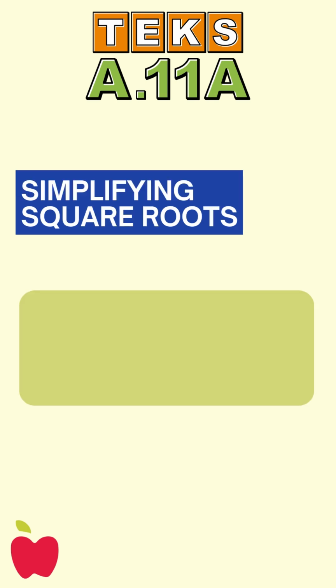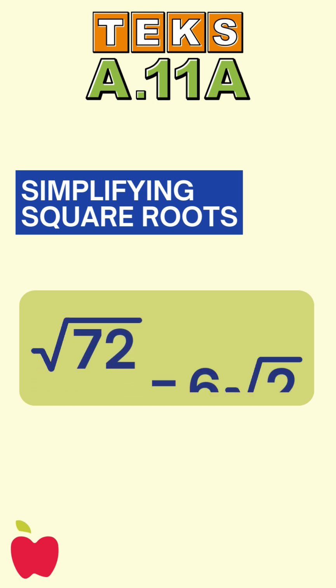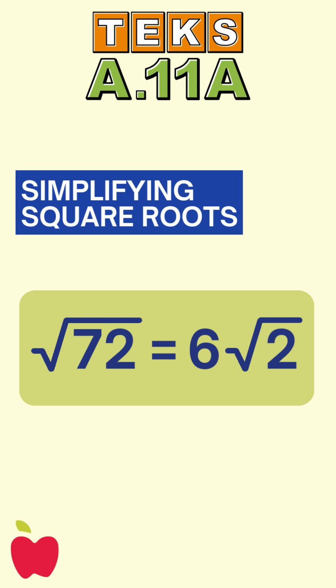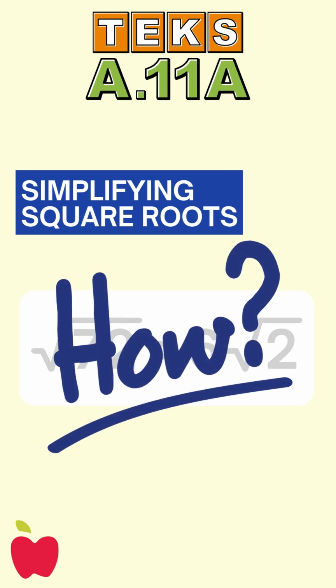Now, let's look at our first example, the square root of 72. This is not in its simplest form, but it's equivalent to 6 times the square root of 2. Both represent the same value, but 6 times the square root of 2 is in simplest form. But how do we get there? Let's simplify the square root of 72 together.